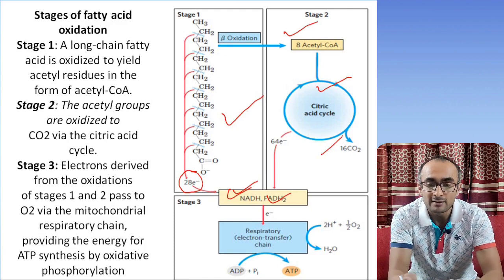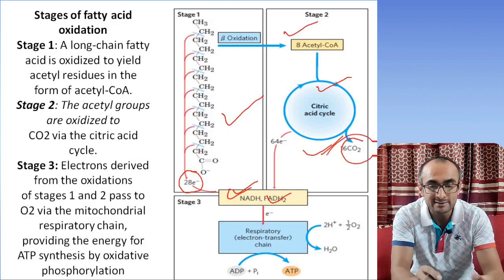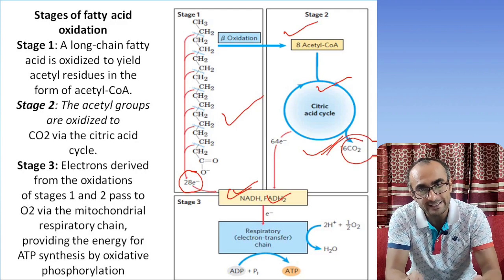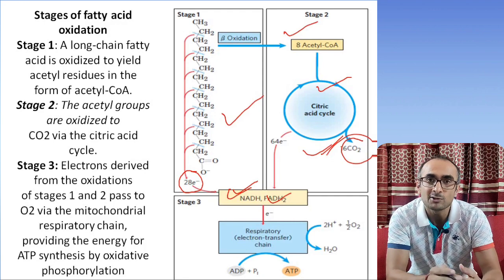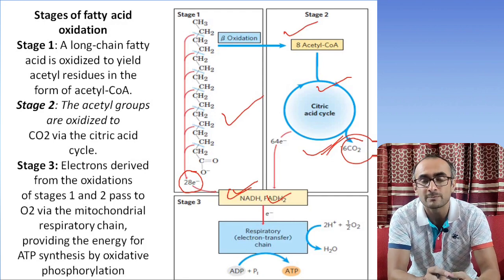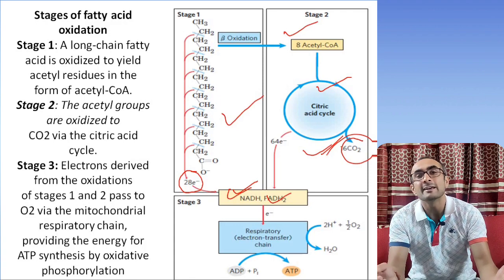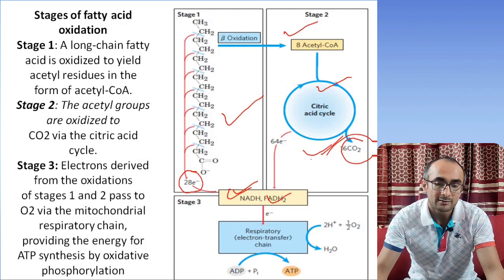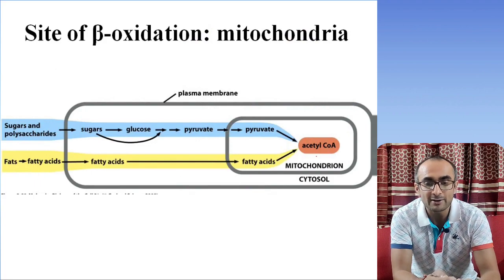In stage 2, acetyl coenzyme A enters the citric acid cycle to give rise to carbon dioxide and more NADH and FADH2 molecules. In stage 3 of oxidation, these NADH and FADH2 enter the respiratory chain, and eventually the electrons from these carriers are utilized for oxidative phosphorylation of ADP to ATP. So many ATP molecules are produced eventually after the electron transport chain. And the site of beta oxidation is mitochondria.